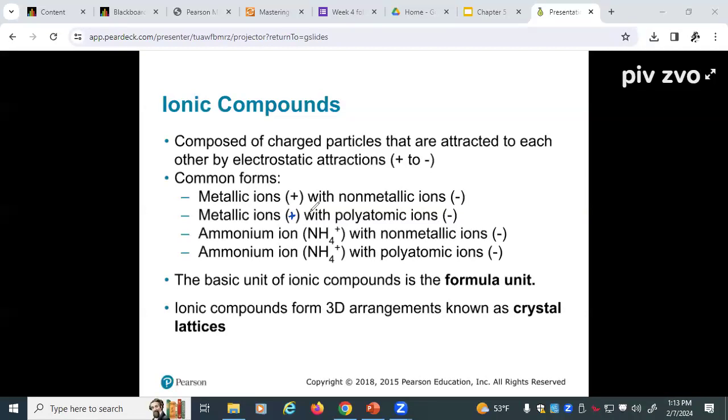The other 2 forms are basically the same, only they focus on ammonium ion. The reason we pull out ammonium ion specifically is that ammonium ion, NH4 positive, is the only polyatomic ion that has a positive charge. And so that ammonium ion and its positive charge can interact with nonmetals, or it can interact with other polyatomic ions.